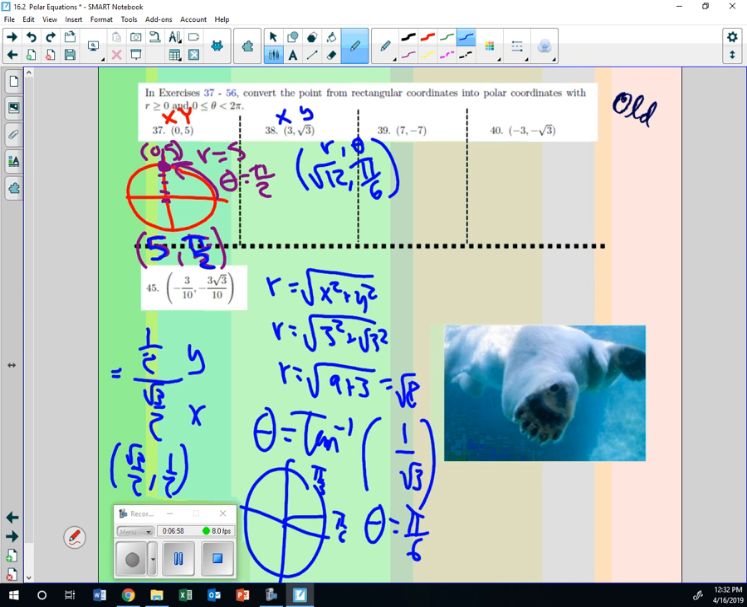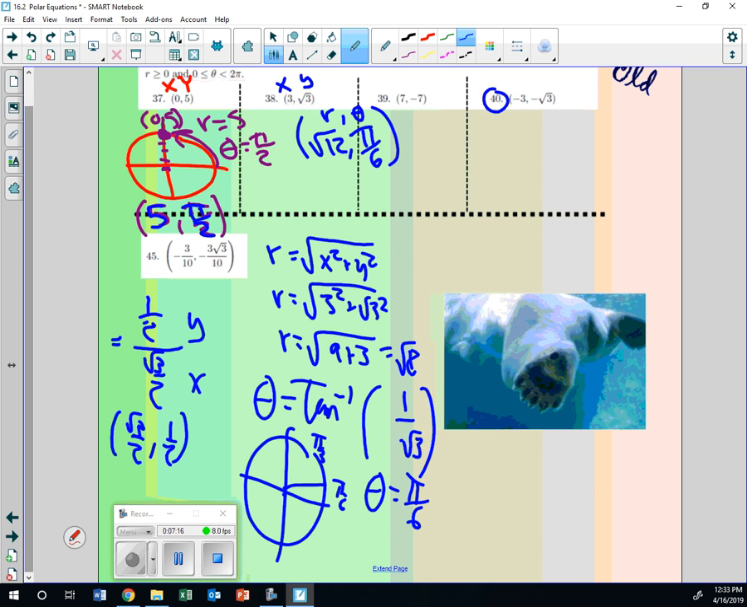Now, if you have your calculator, just go ahead and put this in your calculator. 1 divided by square root of 3, inverse tangent. In degree mode, you'll get 30. That'll work too. You try number 40. I want to see if you can do that. And I'm going to answer this question before we move on.